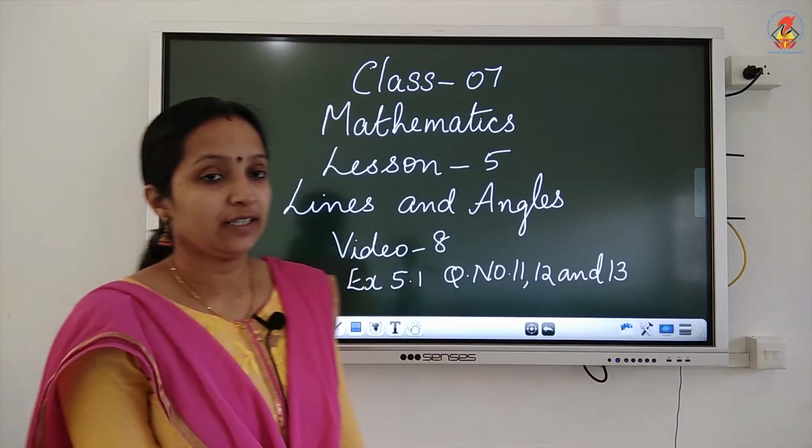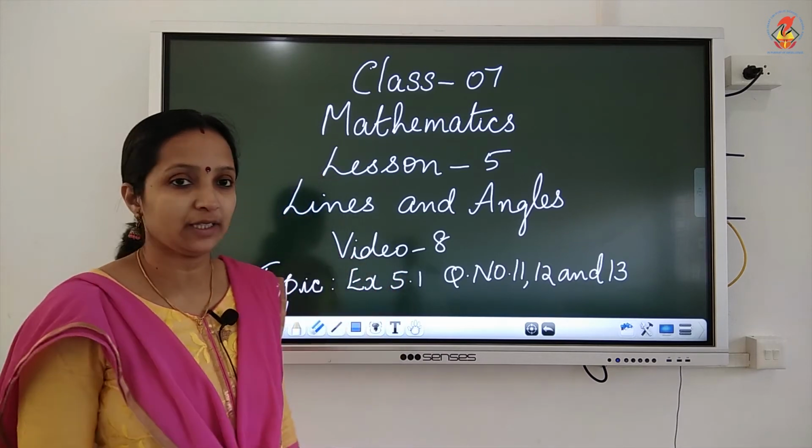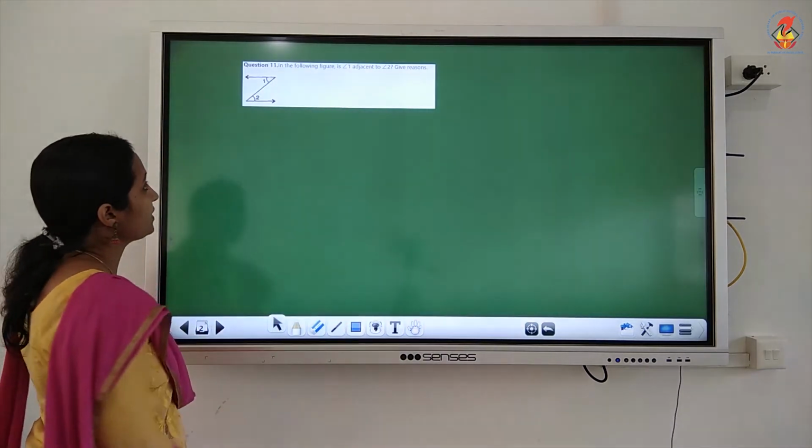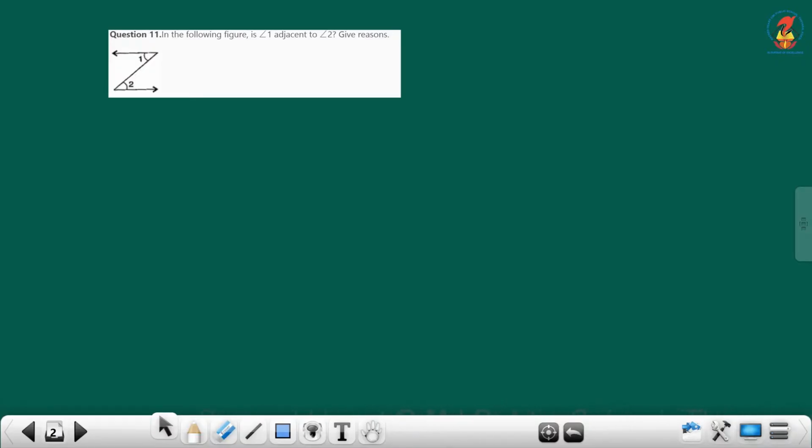Hi children, the next problems are question number 11, question number 12 and question number 13. Okay. Now question number 11. In the following figure, angle 1 is adjacent to angle 2.